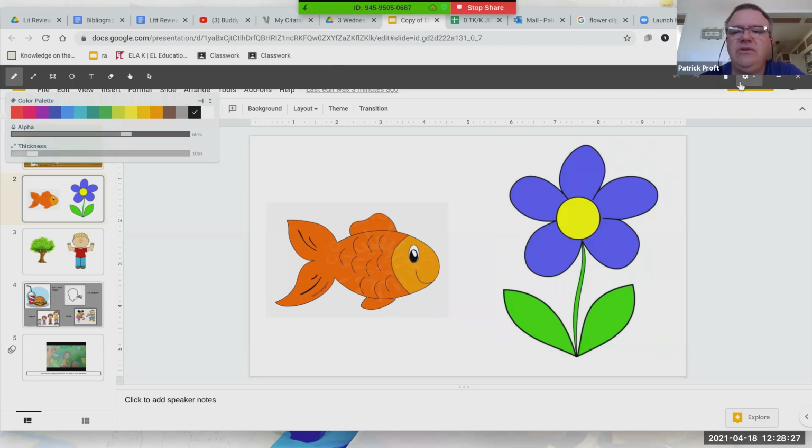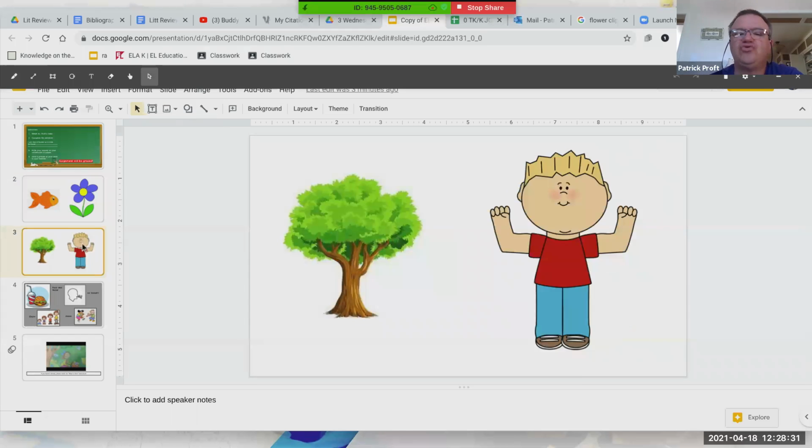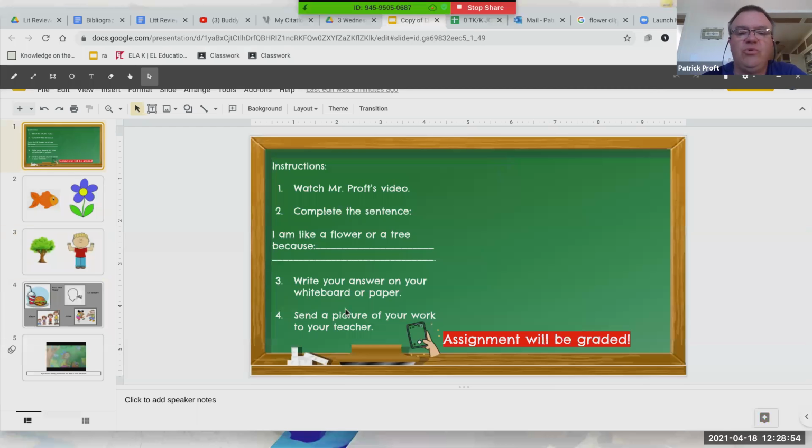So let's think about you. Let's think about you and a tree, you being represented by this little kid and the tree over there. What do these have in common? What do you and a tree have in common? What can you both do that tells us you're alive? All right, that's going to be your assignment for today.